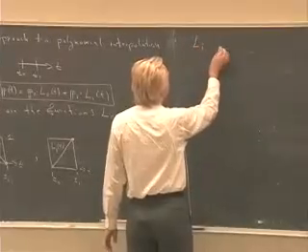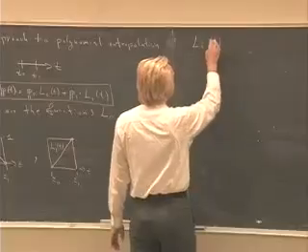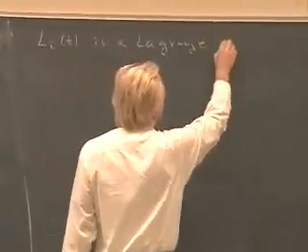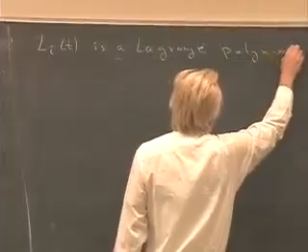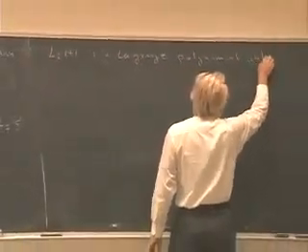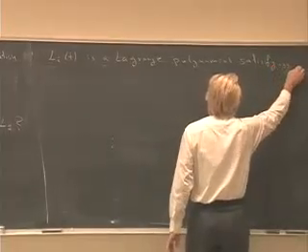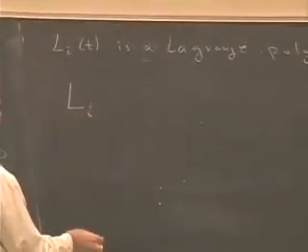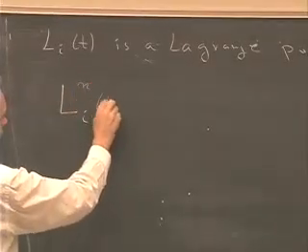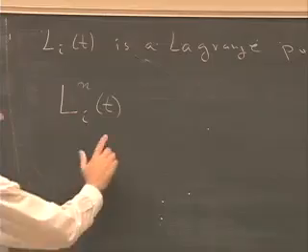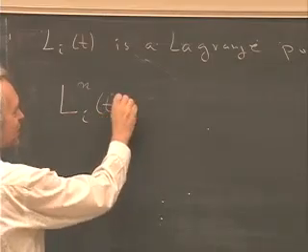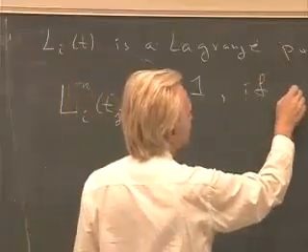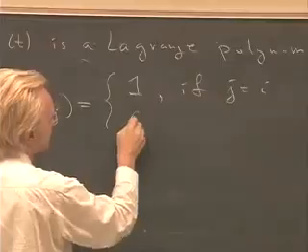Li of t is a Lagrange polynomial satisfying a certain condition, satisfying the following condition. Whenever I have a Lagrange polynomial Li of degree n of t, and I evaluate it at one of these knots, at a knot tj, then it takes on either the value of 1 if j equals i, or it is 0 otherwise.